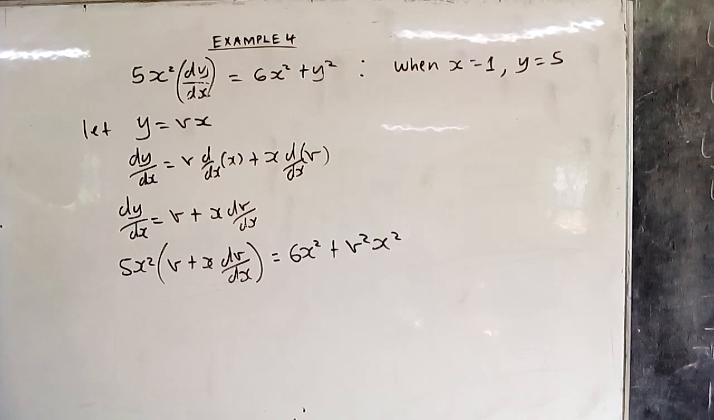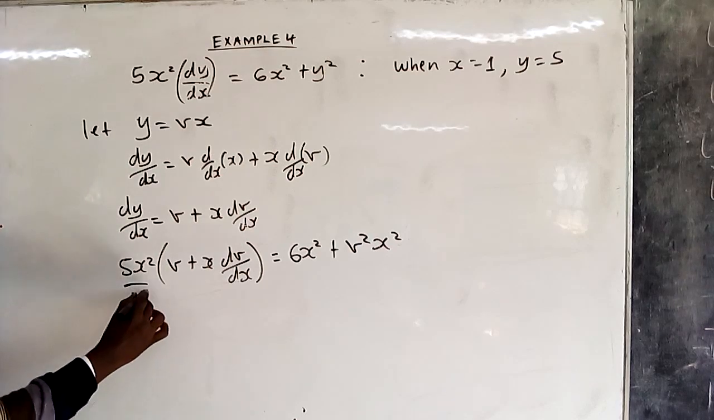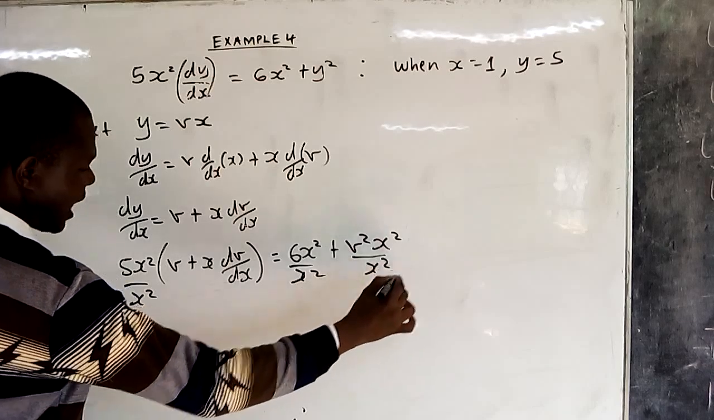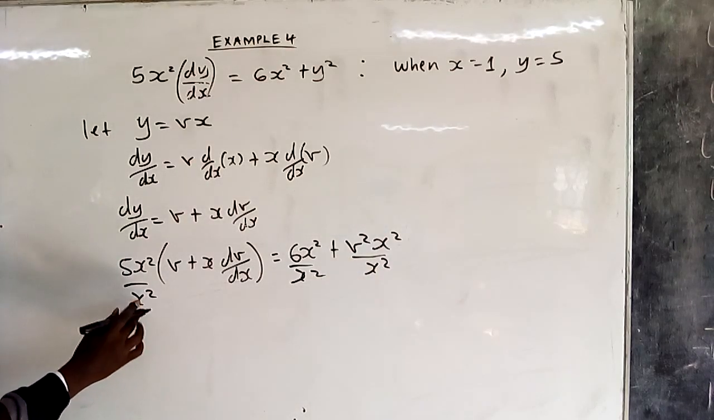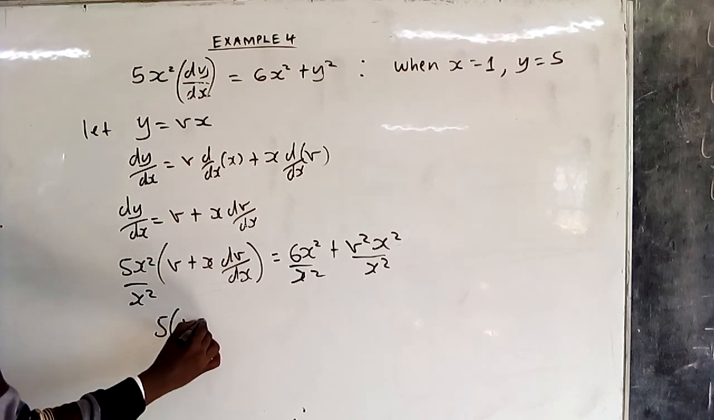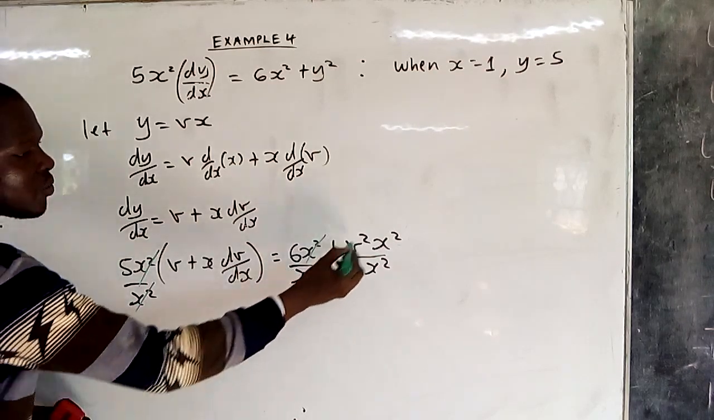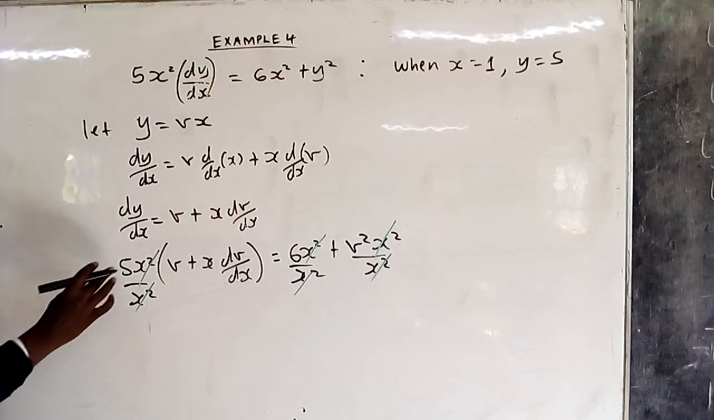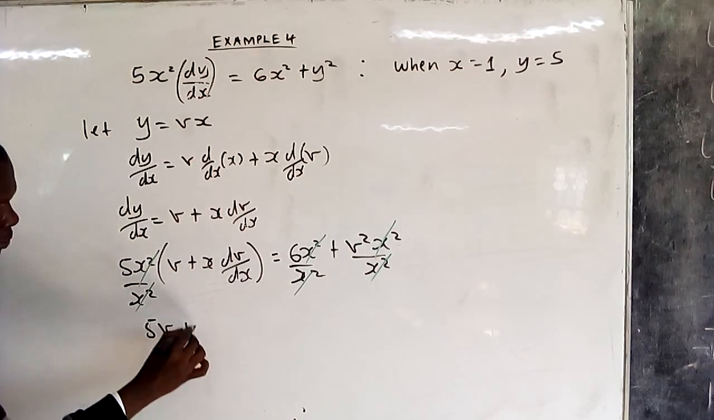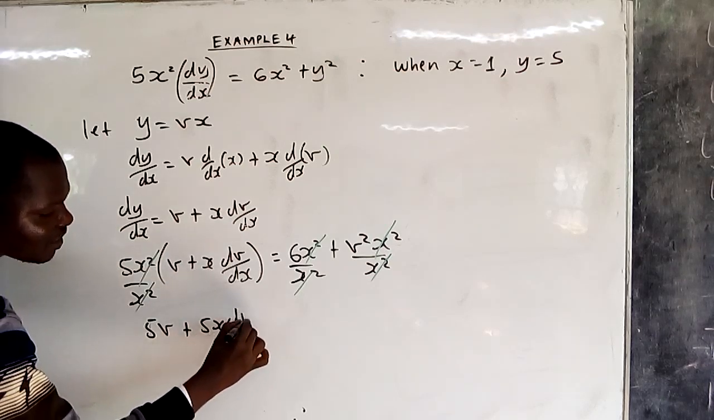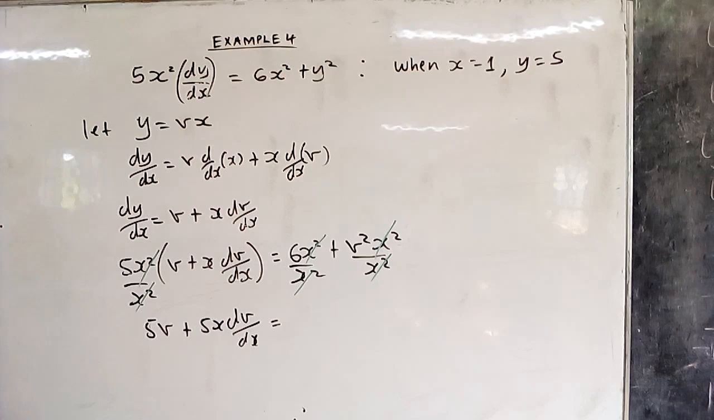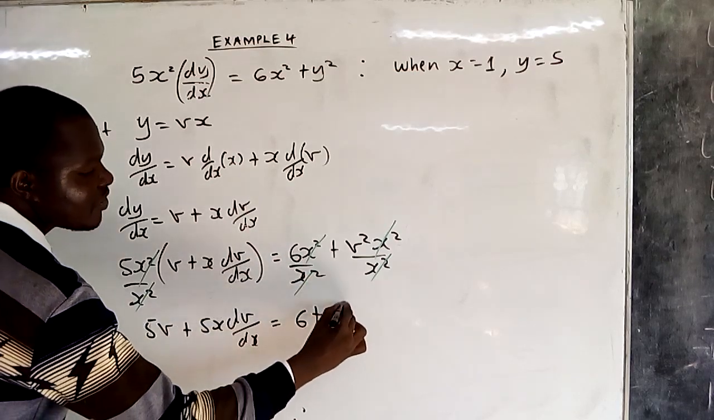So you can see x squared is a common factor all through. So what do we do? Divide by x squared. So what do you remain with there? 5 into v plus, just open that bracket on the spot so that we avoid wasting time. X squared goes with x squared, isn't it? So 5 times v you get, then plus 5 times x dv over dx to be equal to 6 plus v squared, isn't it?